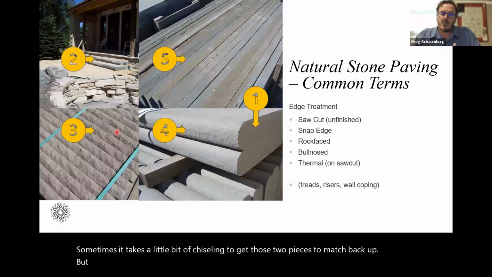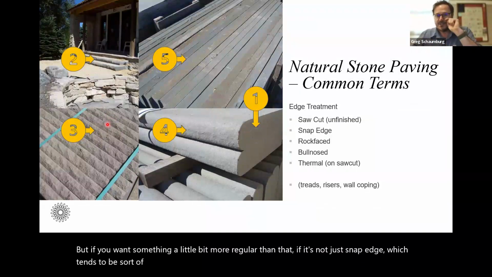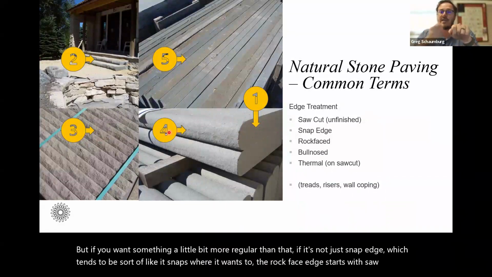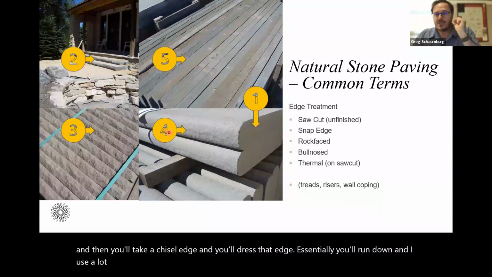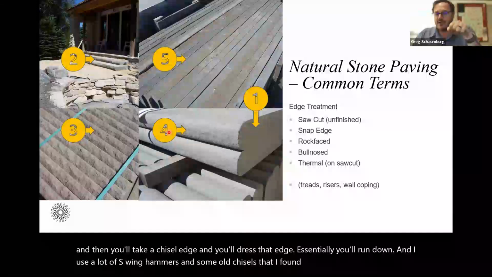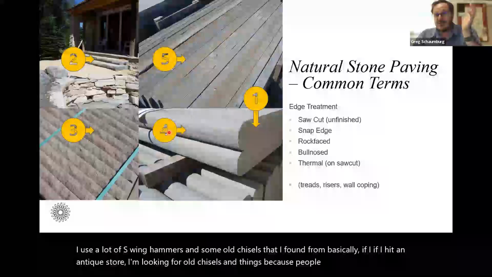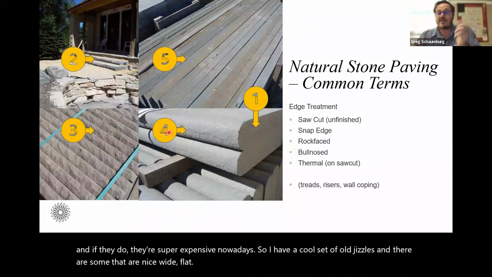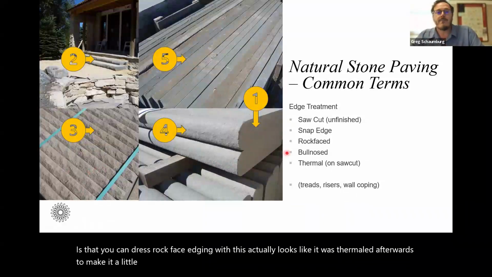But if you want something a little bit more regular than that, if it's not just snap edge, which tends to snap where it wants to, the rock face edge starts with saw cutting, and then you'll take a chisel and dress that edge. Essentially, you'll run down it. I use a lot of Estwing hammers and some old chisels that I found if I hit an antique store. I'm looking for old chisels because people don't generally sell them, and if they do, they're super expensive nowadays. So I have a cool set of old chisels, and there are some nice wide flat edges that you can dress rock face edging with. This actually looks like it was thermaled afterwards to make it a little bit more uniform.